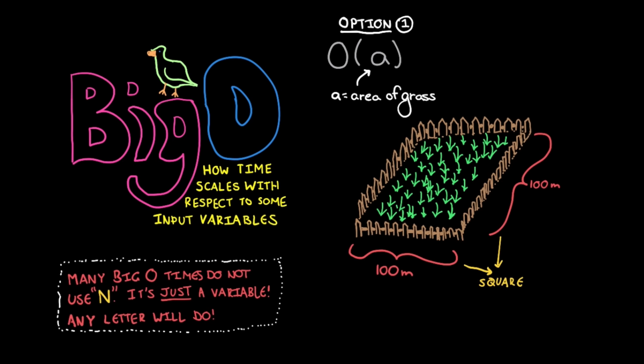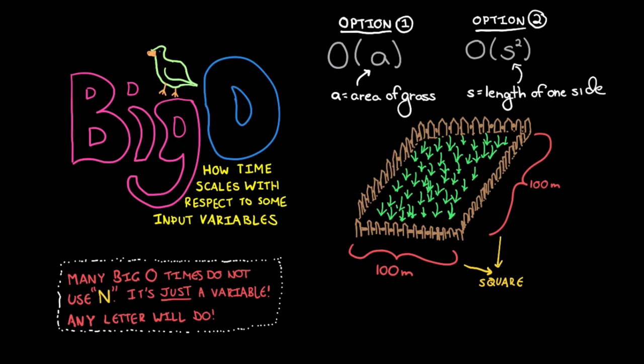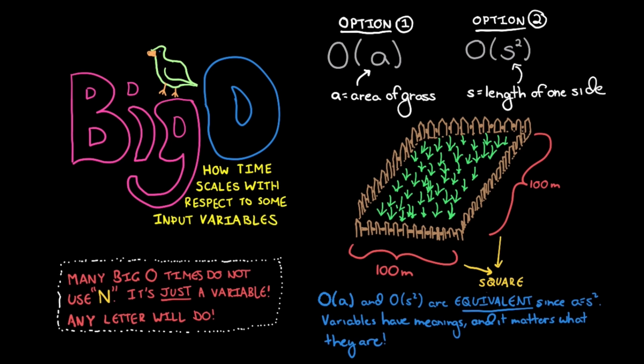You could also describe this as O of S squared, where S is the length of one side, because it is a square plot of land, so the amount of area is S squared. So it's important that you realize this O of A and this O of S squared are obviously saying essentially the same thing.